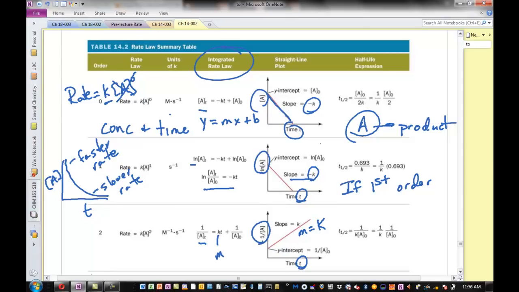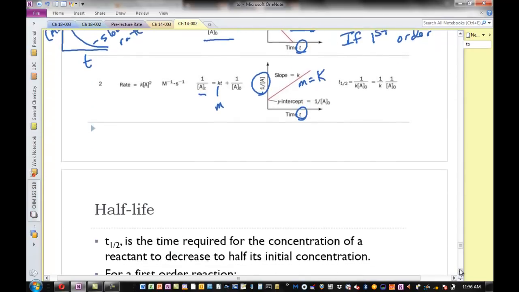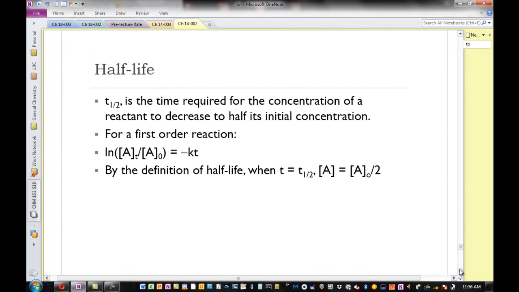And then the last thing for this chapter that we have started, and see if I can actually get to that, is half-life. Half-life is a pretty simple concept.